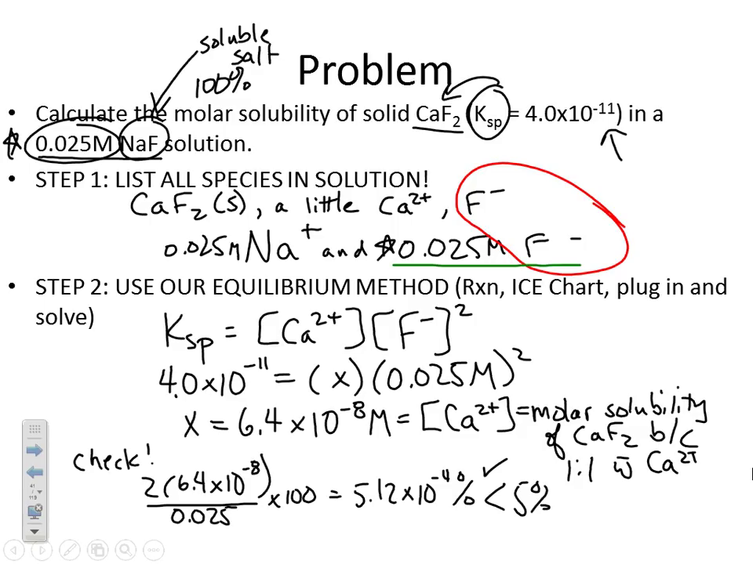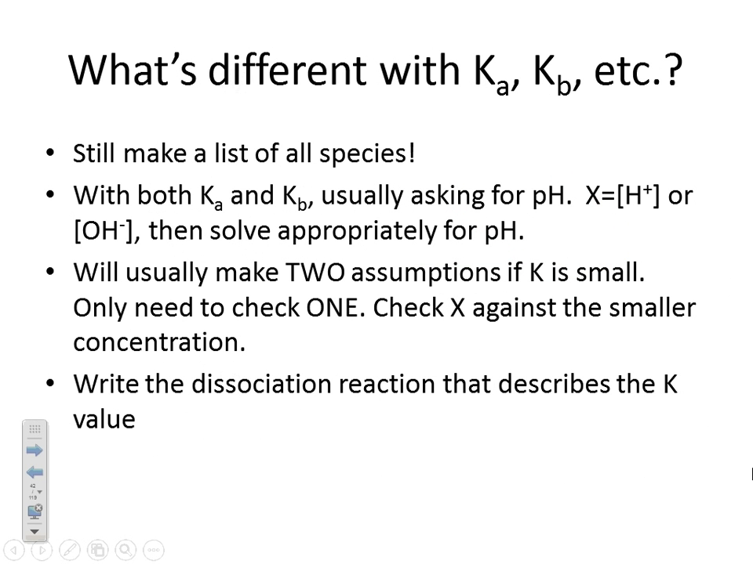I hope you see that this is incredibly similar to our other equilibrium problems so far. We're really just starting with some initial product, but that's it. You're doing literally the exact same process. So what's different if you have a Ka or Kb problem, etc.? I do want you to make a list of species. Think about that dissociation of compounds. Think about what ions a soluble compound will split into in water. Think about what ions you have.